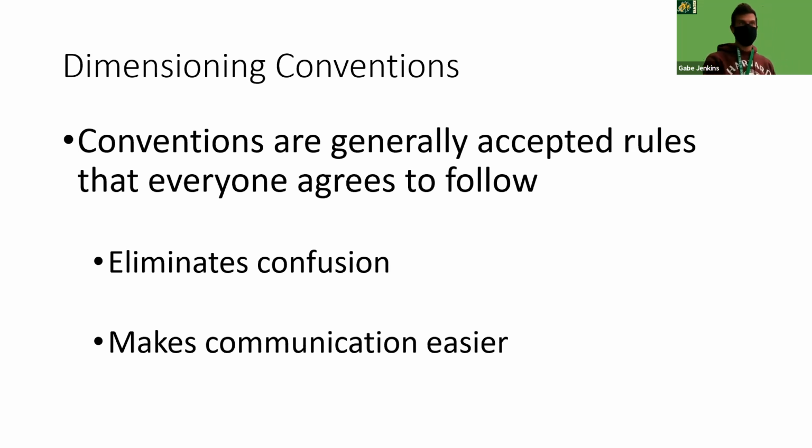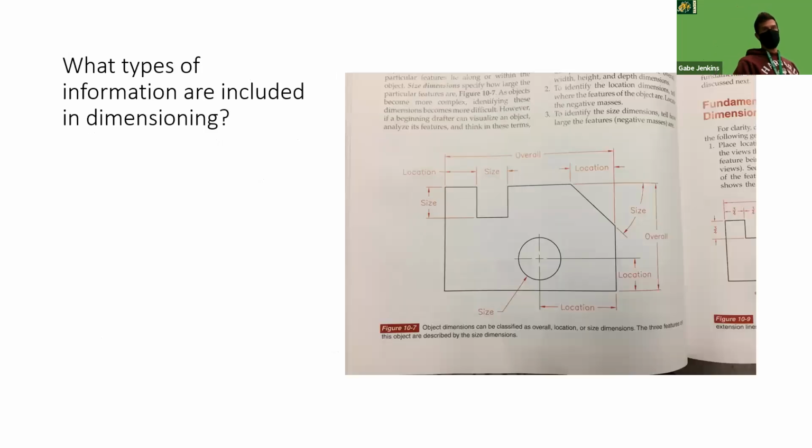Today we're talking about these conventions, and let's talk first about what types of information are included in dimensioning. There are basically 3 different types of information you would get from dimensioning. On the diagram on the board right now, you see a pretty simple shape. It's basically kind of rectangular, with a circle here, a little cutout piece here and a little angled piece here. The dimensions would be all of this orange stuff around the outside of it, and they'll tell you 3 different things about this object.